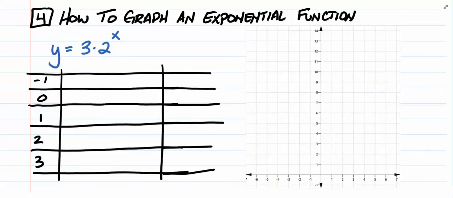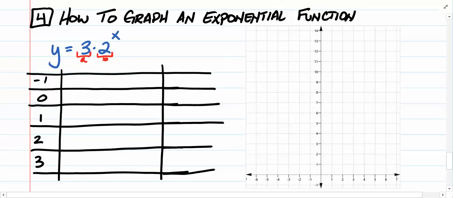In box number 4, I'm going to show you how to graph an exponential function. We're going to graph the function y equals 3 times 2 to the x, and we're going to graph it by making a table. Notice that the a value is 3 and the b value is 2. So we're just going to simply plug in.